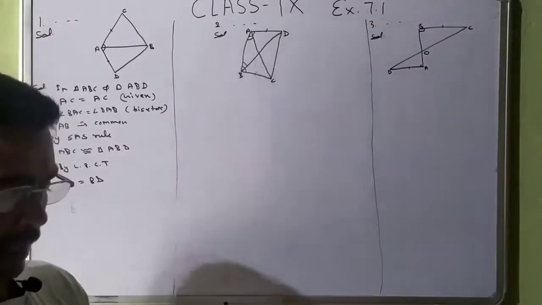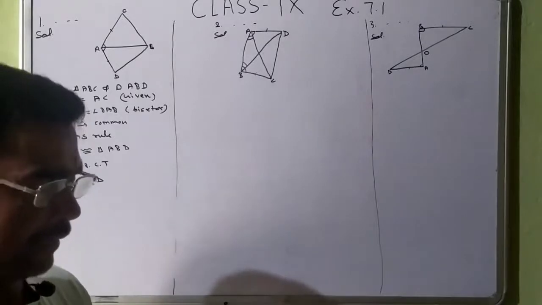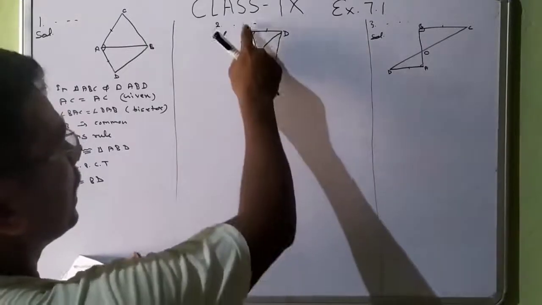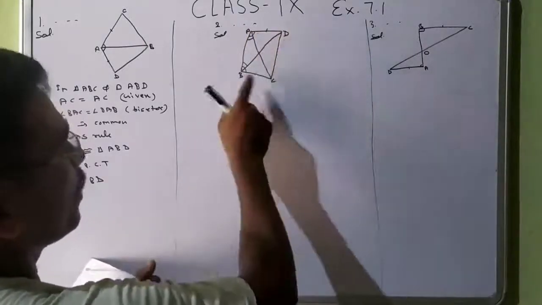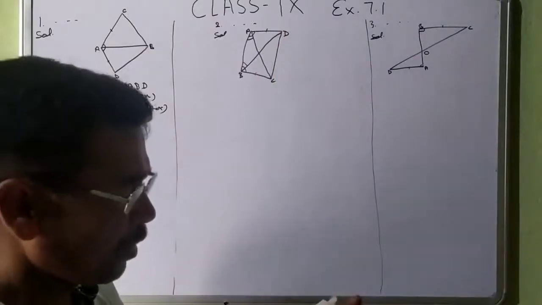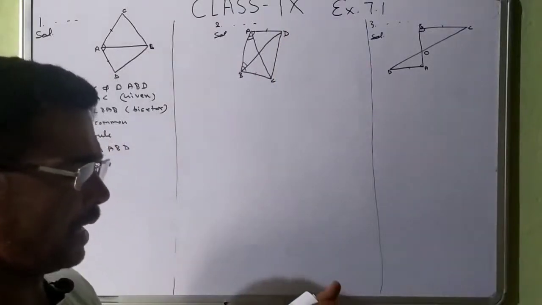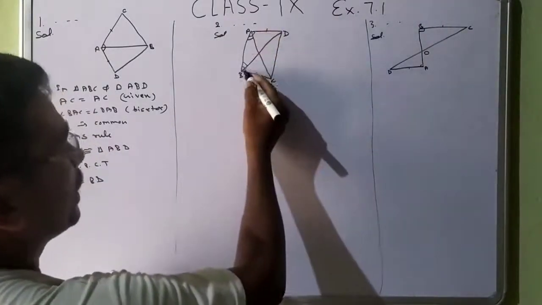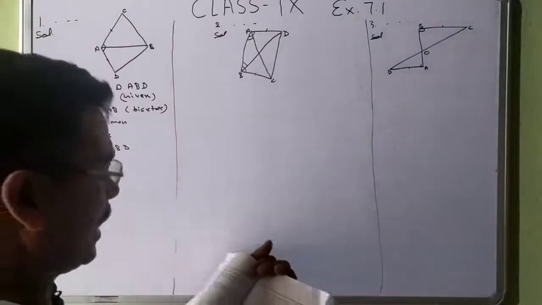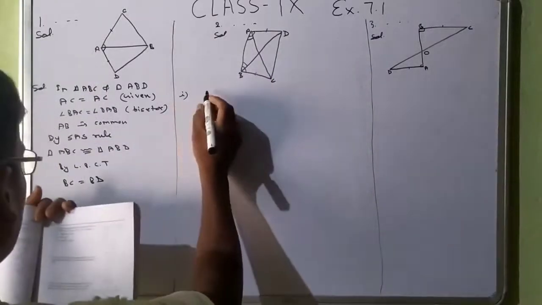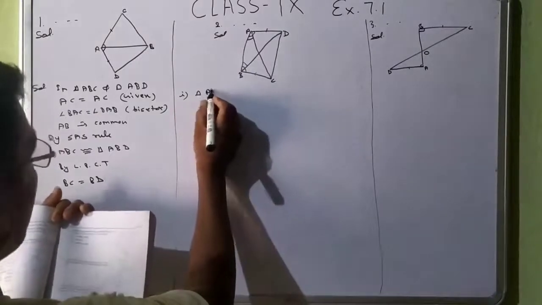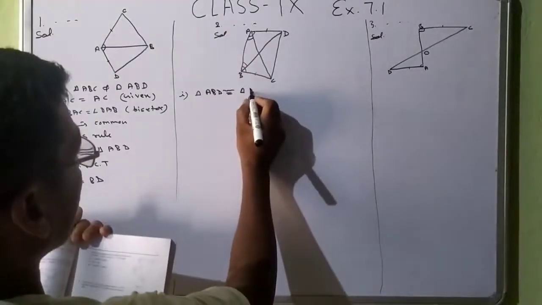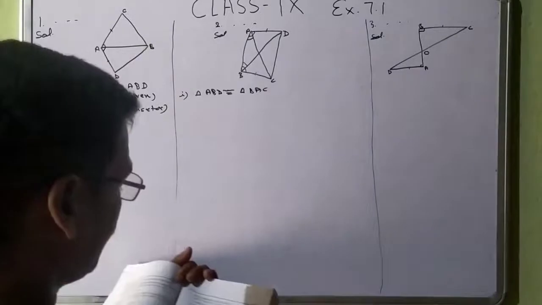Second question, ABCD is a quadrilateral in which AD is equal to BC. And angle BAC, it means this whole angle, both angles are equal. This is the given. So first part, triangle ABD congruent triangle BAC, we need to prove that.